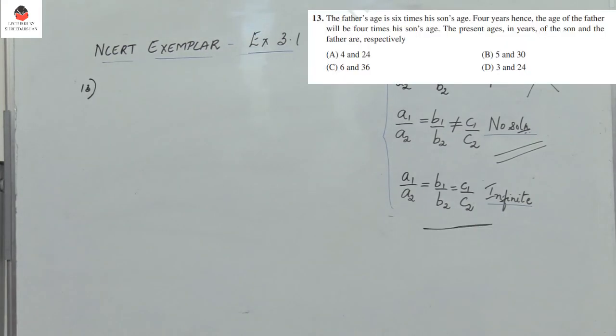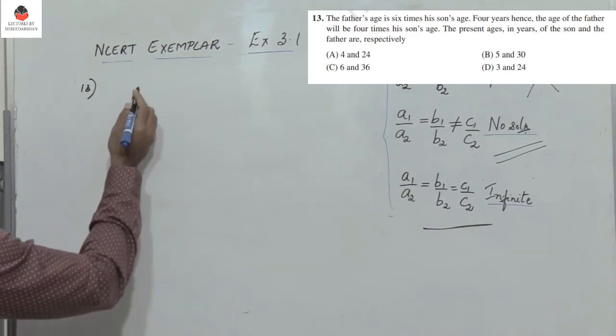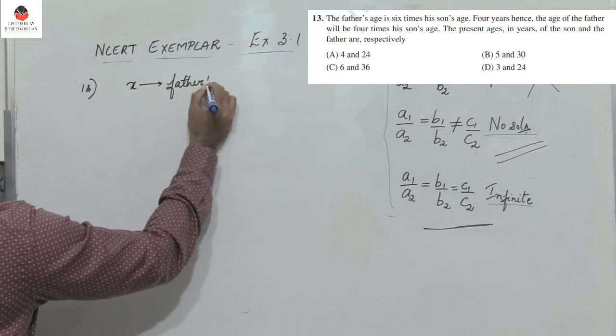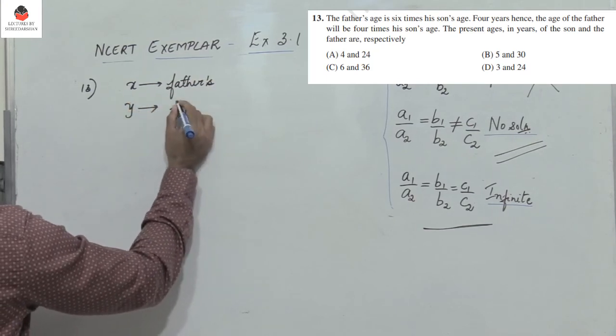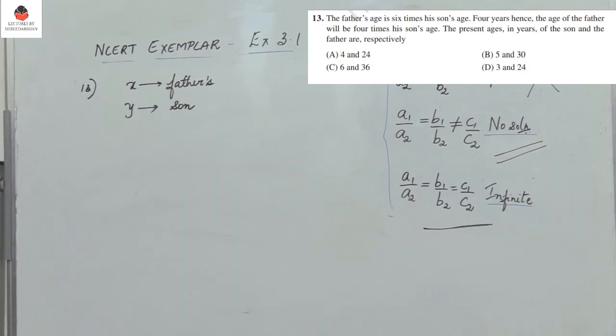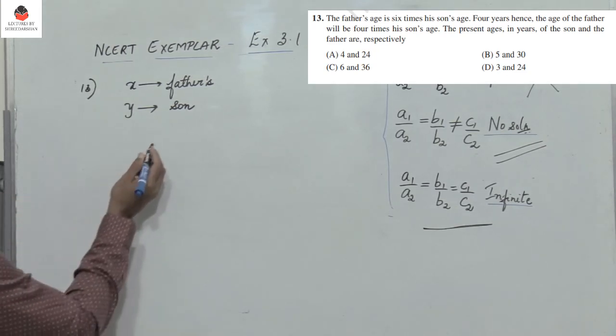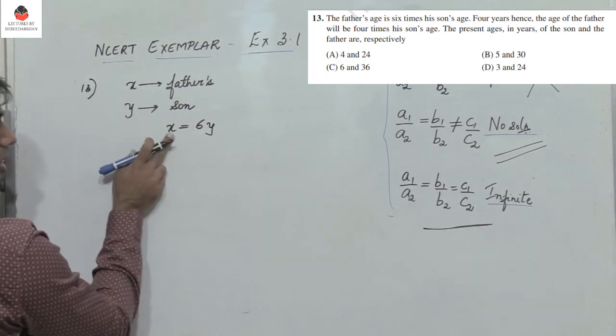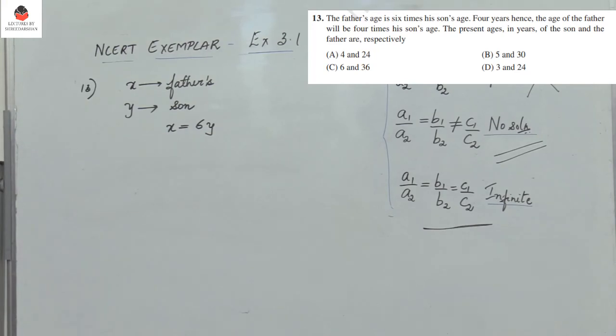So problem 13. The father's age is 6 times his son's age. Now let the age of the father be x. So x is the father's age, and let y be the age of the son. Now the current age of the father is 6 times his son's age, right? So x is 6 times y. So the father's age is 6 times the son's age. Now 4 years hence, what happens? The father will be 4 times his son's age.